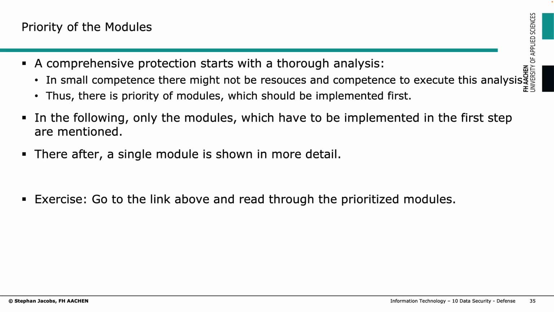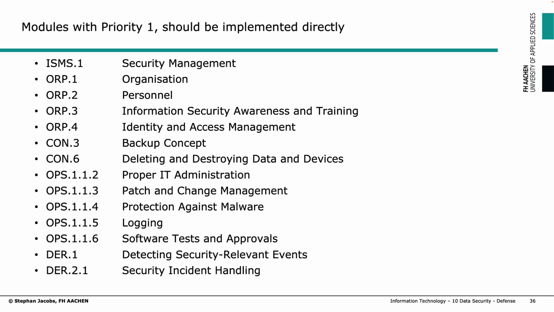And as an exercise, you could go to the link above and read through the prioritized modules which are shown on the coming page. These are the highest prioritized modules. The first is about security management. It's about simply setting up a complete system with meta rules and so on. The second one is about the organization. So who is responsible for implementing all this stuff?